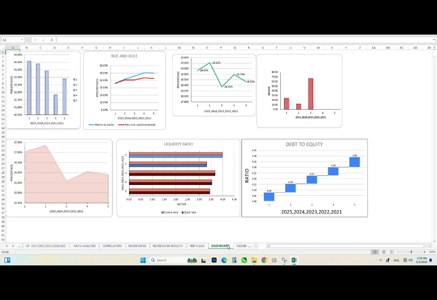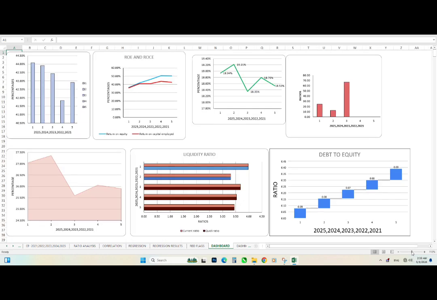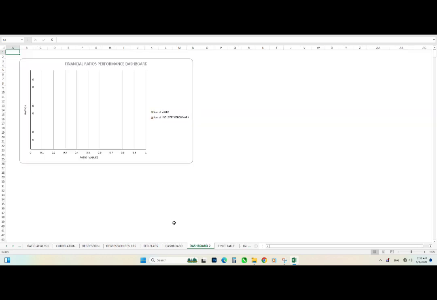Now moving towards the dashboard. These dashboards provide a visual representation of key financial metrics, as they include graphs for ROE, ROCE, profitability trends, liquidity ratio, and debt levels. From the dashboard, we can clearly see that profitability is stable, liquidity is strong, and debt is low or approximately zero.